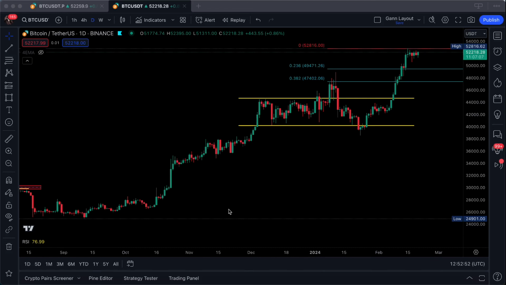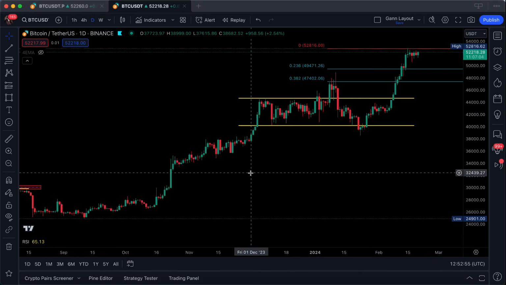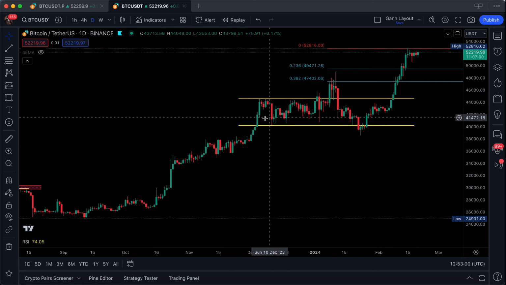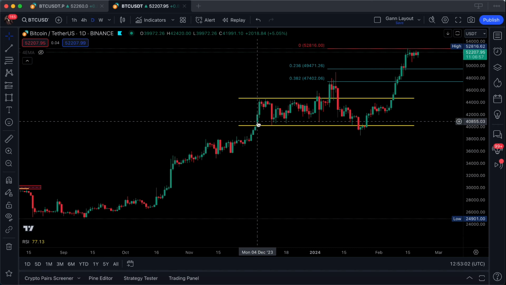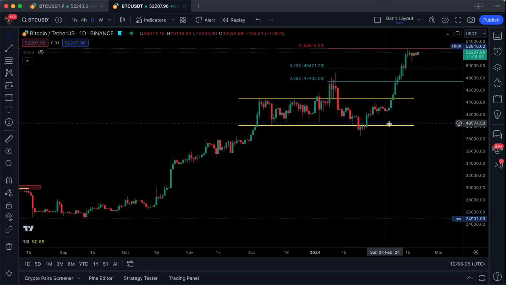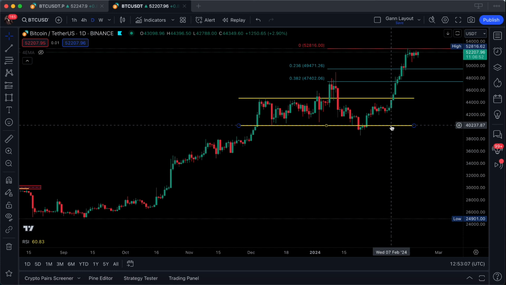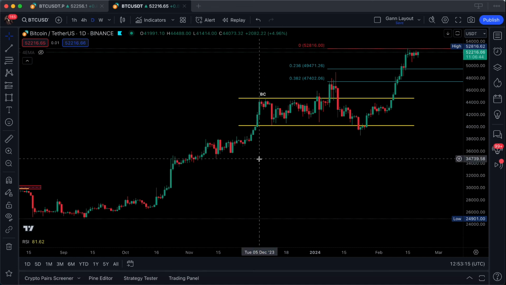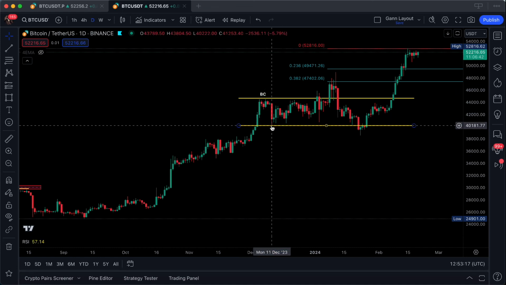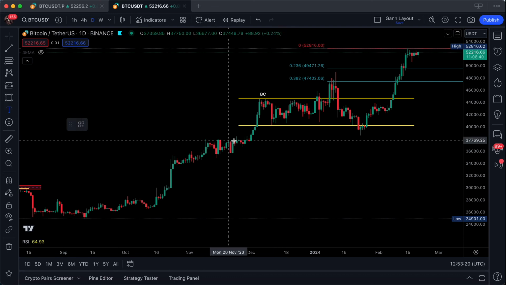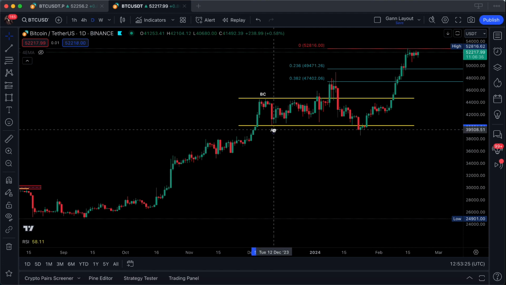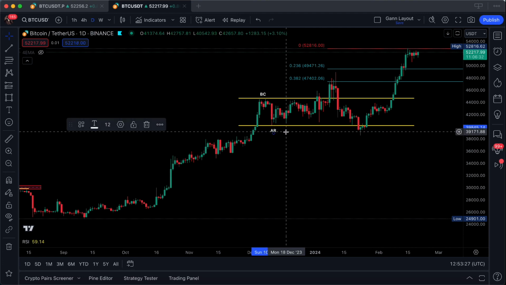Okay, one more example from relatively recent Bitcoin. Okay, this is a reaccumulation pattern from December of 2023 until February of 2024. Why? Let's go over it. What do we have here? Buying climax, right? What happens after buying climax? Automatic reaction. Secondary test of the range low.